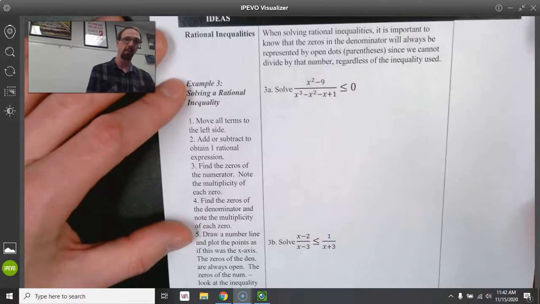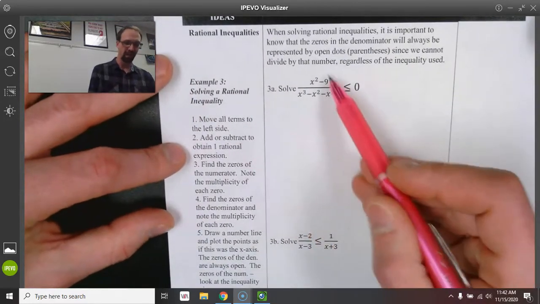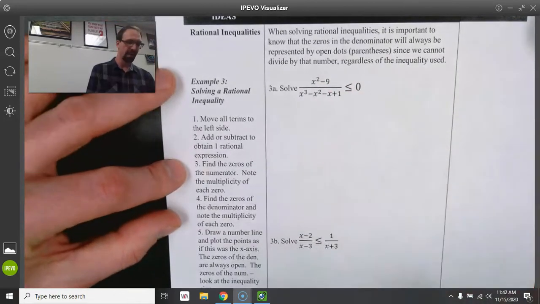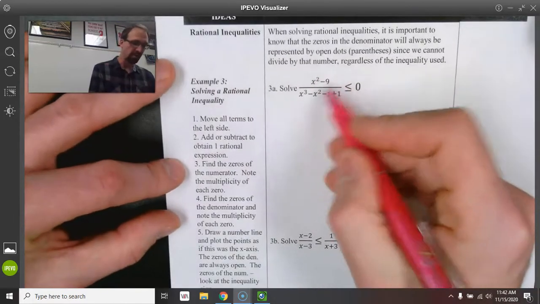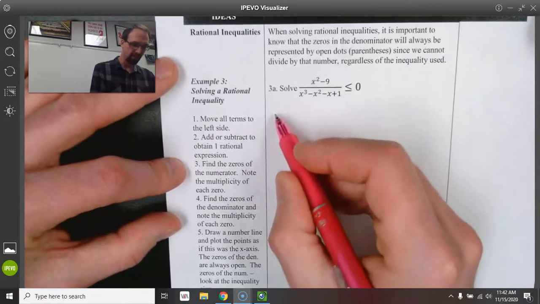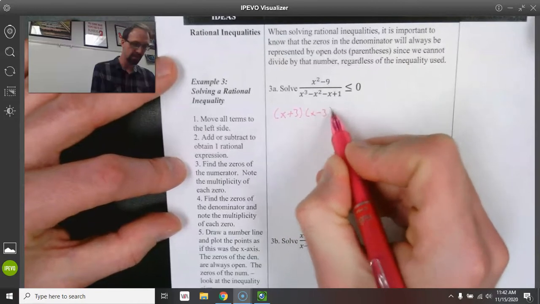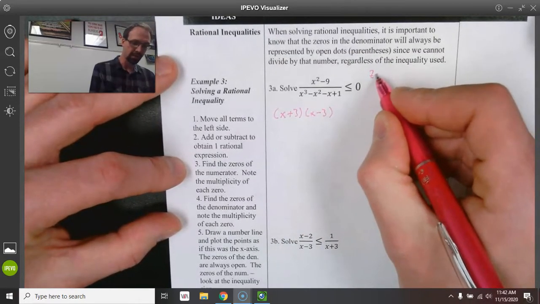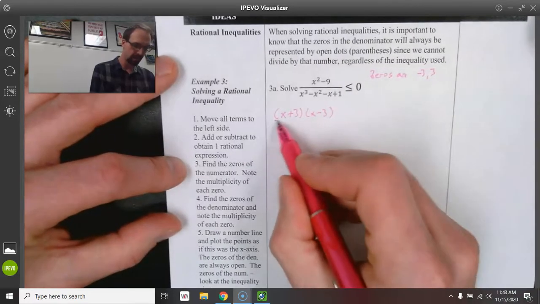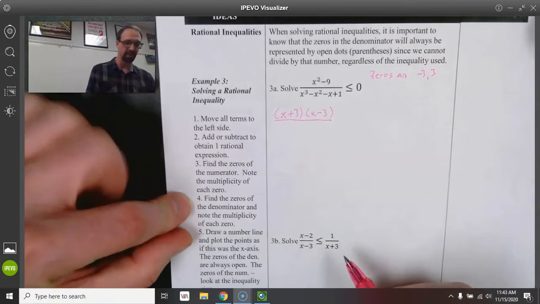Here are your steps over here. We want to move everything over to the left side, and then we just want to have one rational expression. So this one's already done. We've already moved everything over to the left side. This is a singular rational expression. We want to find the zeros of the numerator using any techniques that we have. So here I'm just going to factor. This is a difference of squares. So I have x plus 3 and x minus 3. So my zeros of the numerator are -3 and 3.